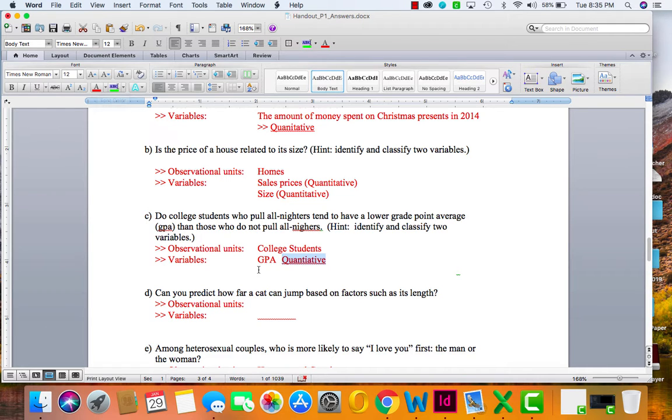And the other variable is whether they pull all-nighters or not. What do you think that one is, categorical or quantitative? It will be categorical. Yes or no, right? Do they pull all-nighters? So the responses are yes, they do, or no, they don't. And so that's categorical. Furthermore, it is binary.